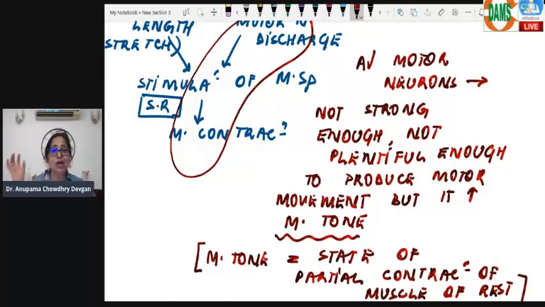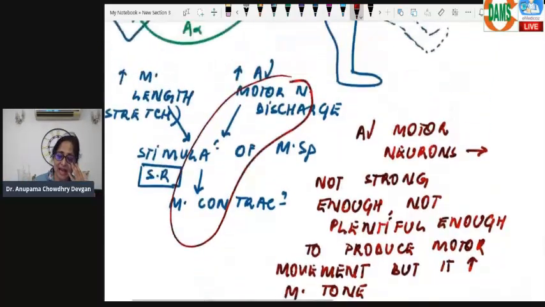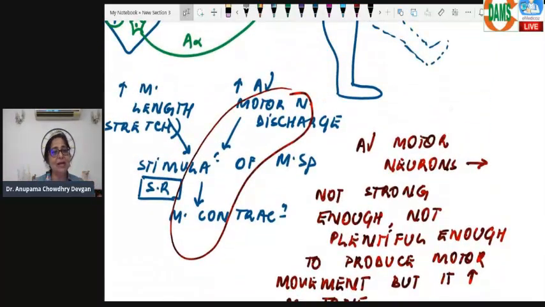Is that clear? So A alpha: contraction of extrafusal muscle fibers, responsible for movement. A gamma will stimulate the spindle, produce a muscle contraction, but not sufficient to produce a movement. It can only increase the muscle tone. Got it. Yes.